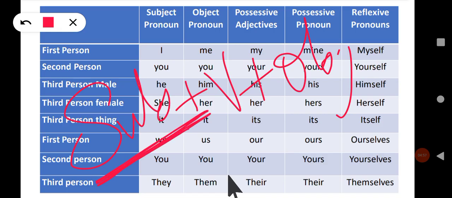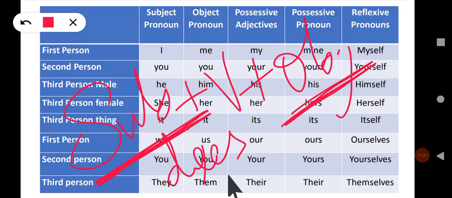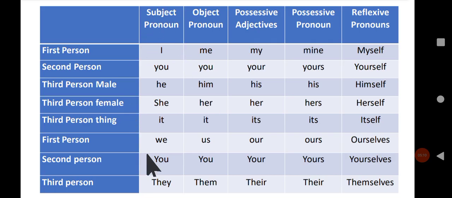Because it does some action, right? It does some action. Why do we call this the object? Because it receives the action, right? So in the same way, here the subject pronouns do some action, the object pronouns receive the action. For example, let us say my father has given me a nice gift for my birthday.